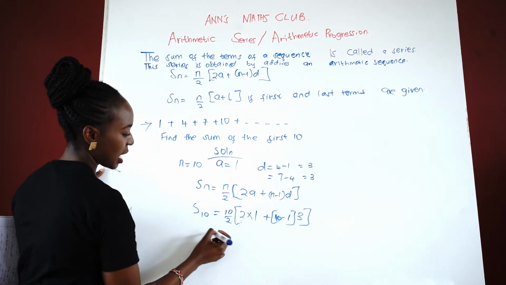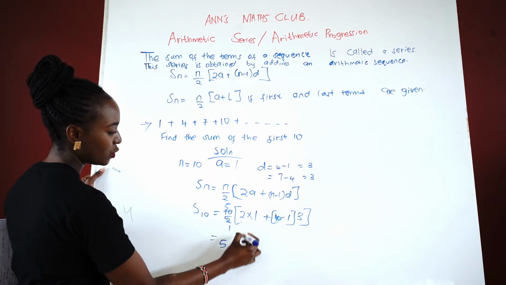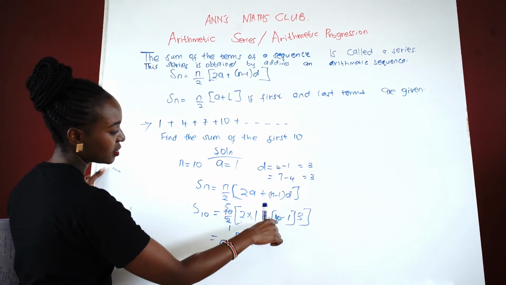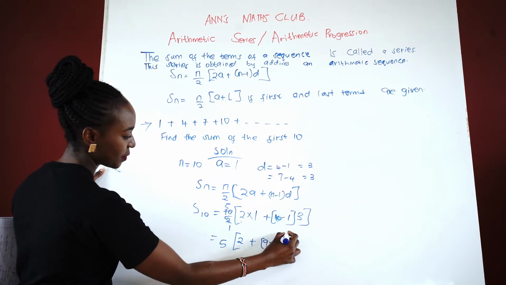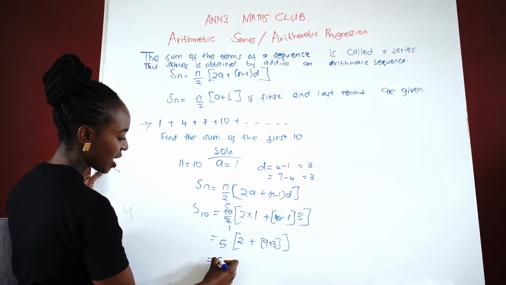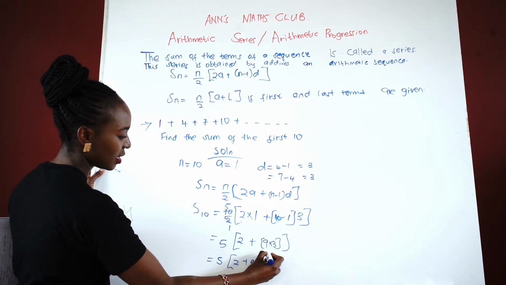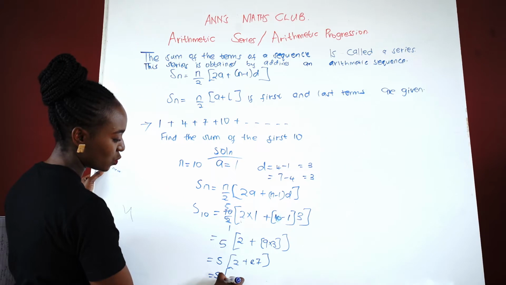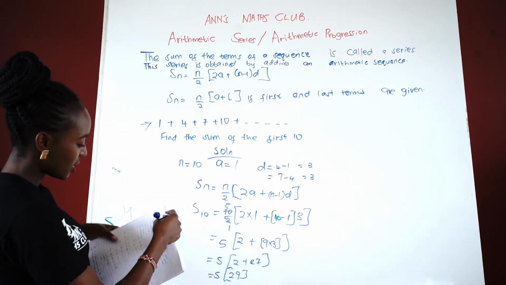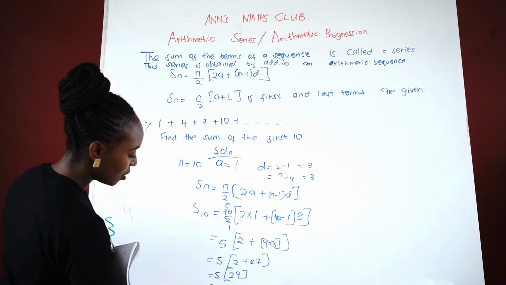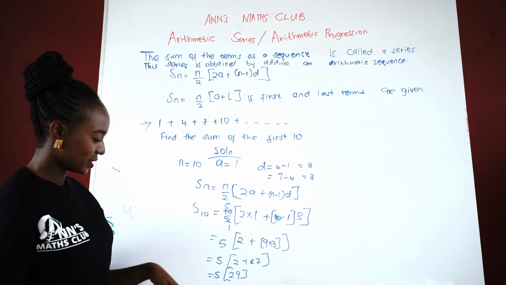This 10 over 2 becomes 5. 2 times 1 is 2, plus 10 minus 1 is 9, times 3. And this becomes 5 into 2 plus 9 times 3 is 27. And 5 into 2 plus 27 is 29. And therefore, our answer becomes 145. I mean, how straightforward was that?